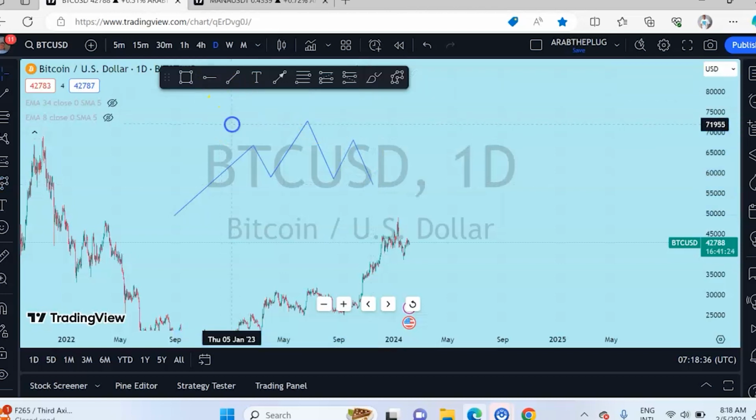If you look at it, you will label it: this place is the left shoulder, this is the right shoulder, and this is the head. That's why we call it a head and shoulders. This one also has a neckline.